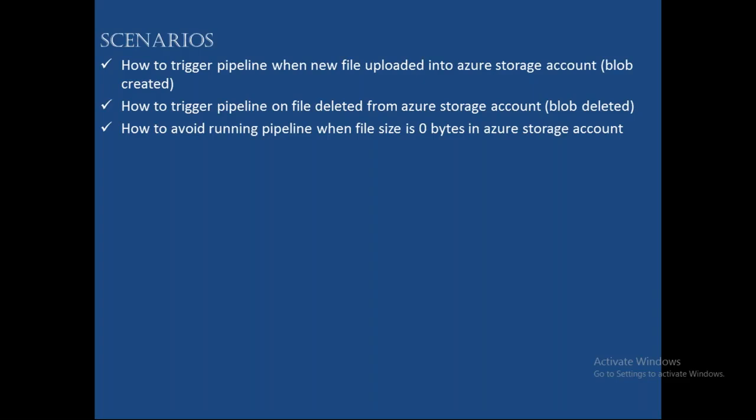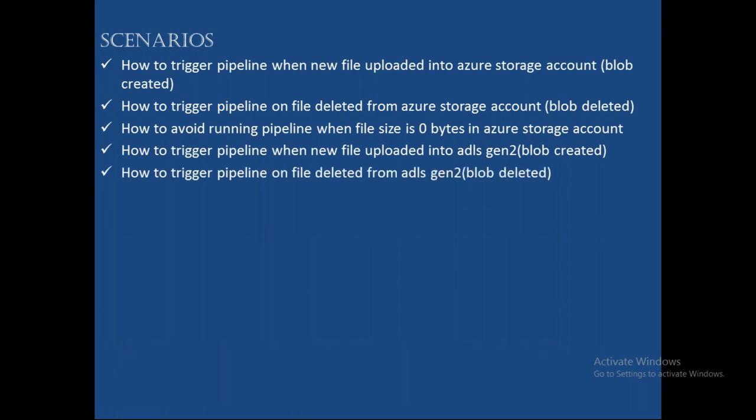So this is all with the storage account, right? The same points will work even with Data Lake Storage Gen 2. How to trigger a pipeline when a new file is uploaded into Data Lake Storage Gen 2? How to trigger a pipeline on a file deleted from Azure Data Lake Storage Gen 2? And how to avoid running a pipeline when the file size is 0 bytes in Azure Data Lake Storage Gen 2? Okay, so all these scenarios we are going to cover today.